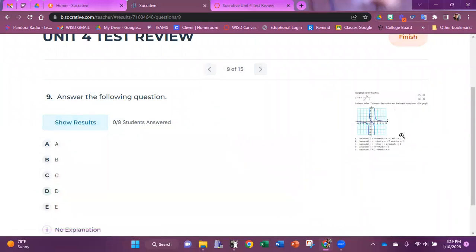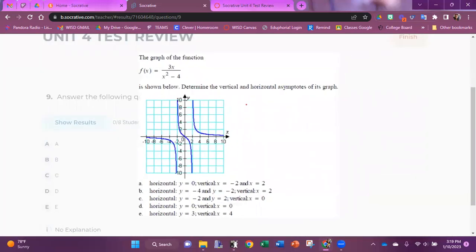All right, here we go. Use the graph. Where are my asymptotes? You don't have to do anything but read the graph.